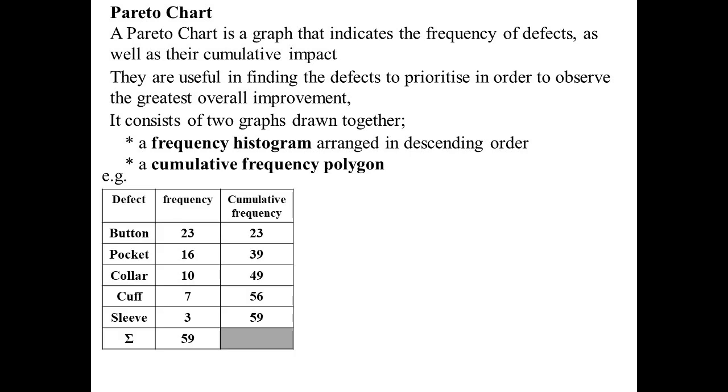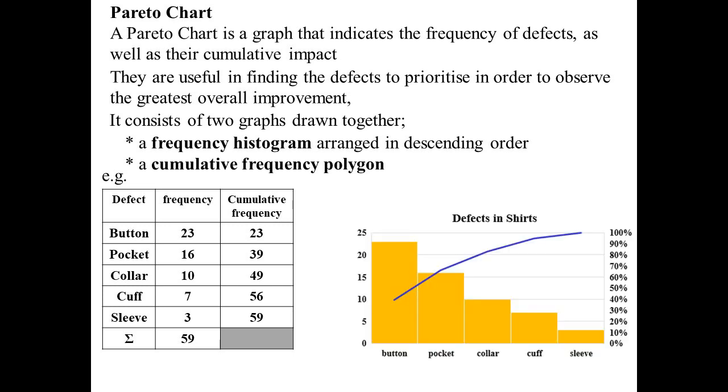Here's our example. We're manufacturing shirts, and we've got some defects in it. So 23 shirts had a defect in the button, 16 in the pocket, 10 in the collar, 7 in the cuff, 3 in the sleeve. And you see the table has been organised so that it's decreasing frequency. That is what the Pareto chart looks like.